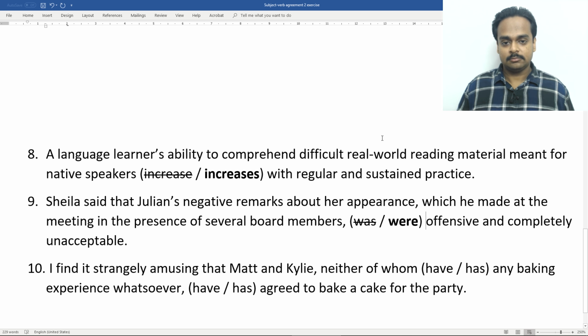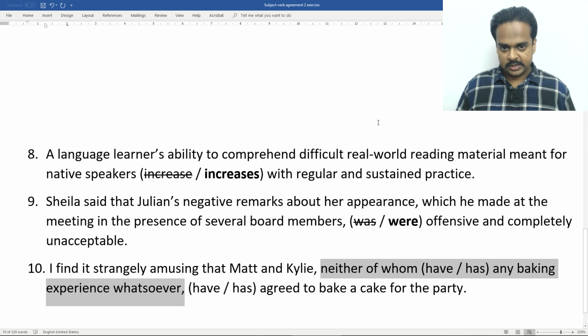And finally, we come to number 10. I find it strangely amusing. Now, amusing means funny. So strangely amusing means funny in a strange or weird way. I find it strangely amusing that Matt and Kylie, neither of whom. Now, whom is a relative pronoun. So from neither, we see the start of a relative clause. Don't worry about the correct verb form within the clause for now. We'll come back to that. So neither of whom have or has any baking experience whatsoever.